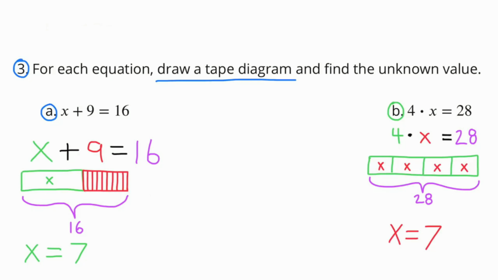B. 4 times x equals 28. The green rectangles represent 4. The x inside each rectangle represents the value. So 4 times what value equals 28? That's going to be the same as 28 divided by 4, and that equals 7. Since 28 divided by 4 equals 7, then 4 times 7 would equal 28. The value for x would be 7.